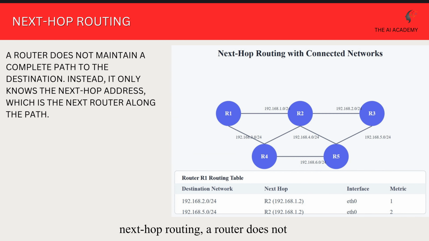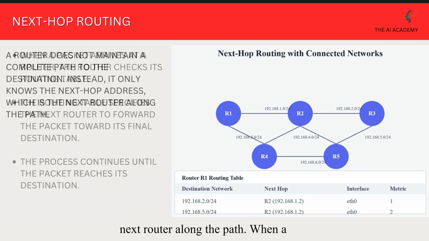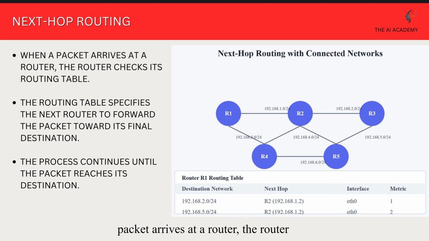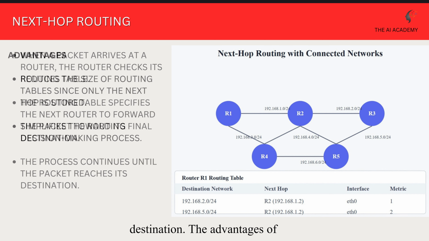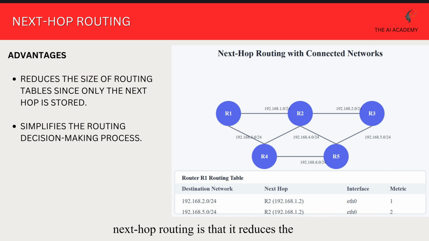Next-hop routing. In next-hop routing, a router does not maintain a complete path to the destination. Instead, it only knows the next hop address, which is the next router along the path. When a packet arrives at a router, the router checks its routing table. The routing table specifies the next router to forward the packet toward its final destination. The process continues until the packet reaches its destination. The advantages of next-hop routing are that it reduces the size of routing tables since only the next hop is stored, and simplifies the routing decision-making process.